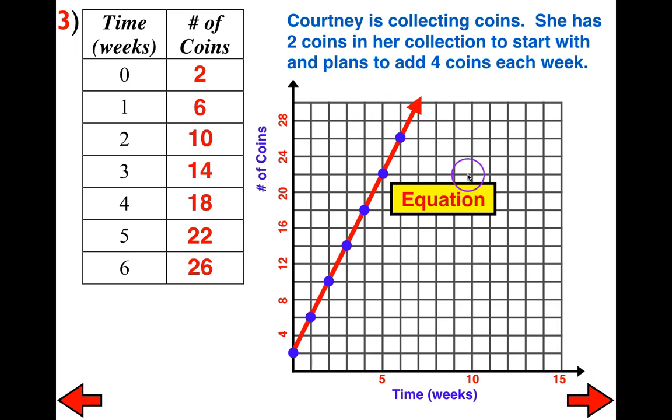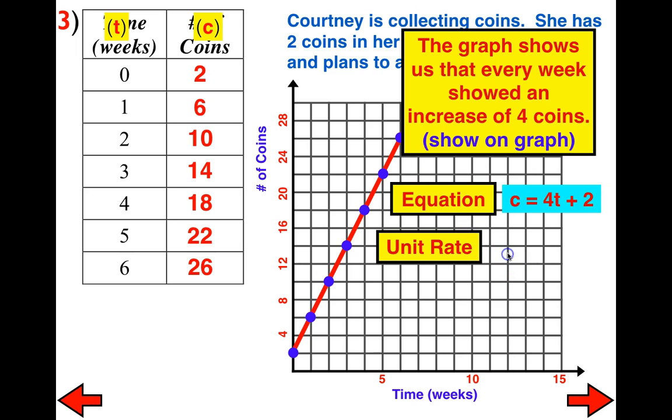Okay, here my equation would be, if I let t represent weeks, if you're wondering, just because t is representing the time, and I'm going to let c represent coins, it would be c equals 4t plus 2.